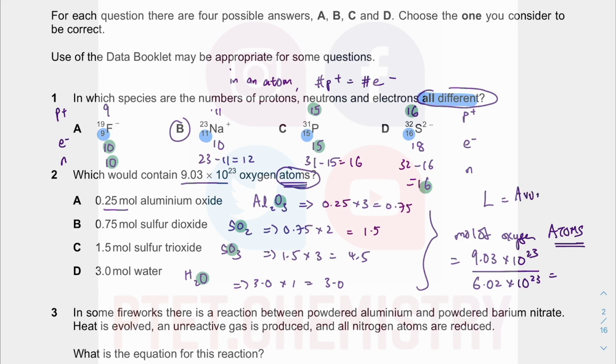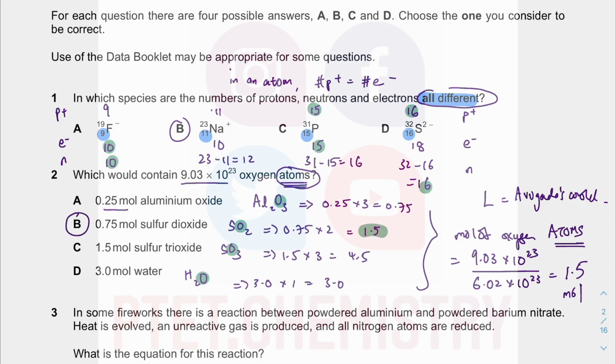That is your Avogadro constant. It's the number of atoms present in 1 mole of the atoms. It's the number of ions present in 1 mole of the ions, etc. So I get 1.5 exactly. So that is the mole. And the only one that gives me 1.5 is this one. So I can be sure that the answer is B.